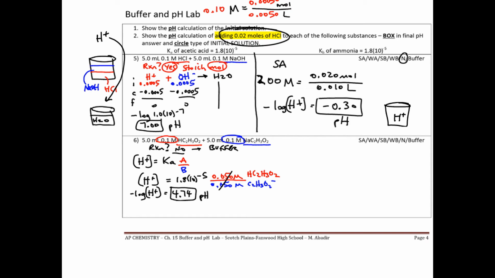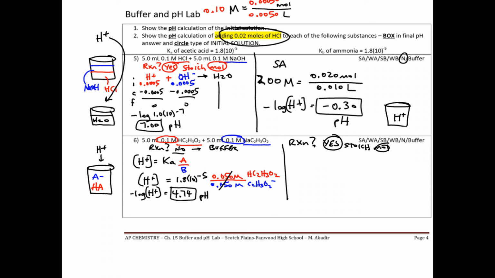So I never really drew a picture of this one. Let's do that briefly. This was a buffer. So it had, I'm just going to write HA and A minus. That was the initial. Now I'm going to throw a little H plus into this and see what happens. So the question is, will it react when you throw H plus into a buffer? Anything you throw into a buffer that's an acid or base will react. So the answer is yes. And we do stoich in moles.